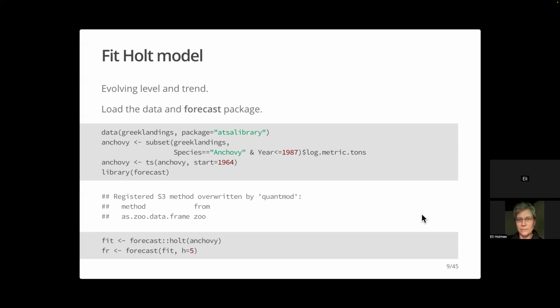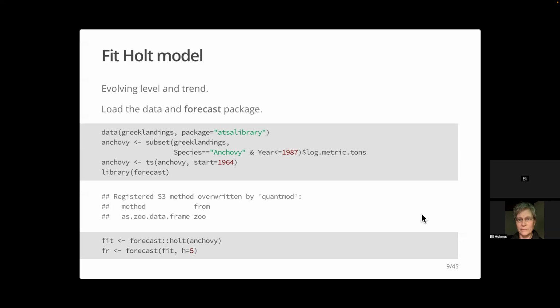Like last week, I'm going to be showing data from the Greek landings model, which has, among other species, anchovy. Here I'm going to load that in. Then in this next step, I'm going to take the species anchovy, look at data before and equal to 1997, and get the log metric tons. So this line of code gave me a vector of log metric tons.